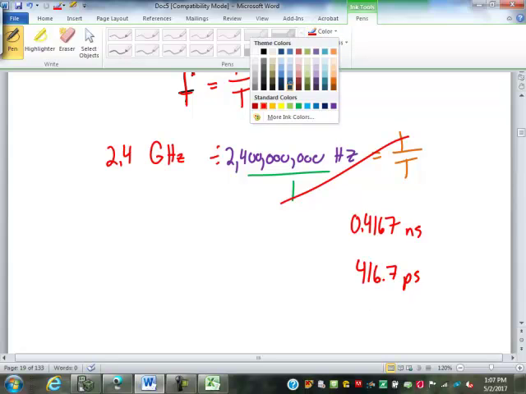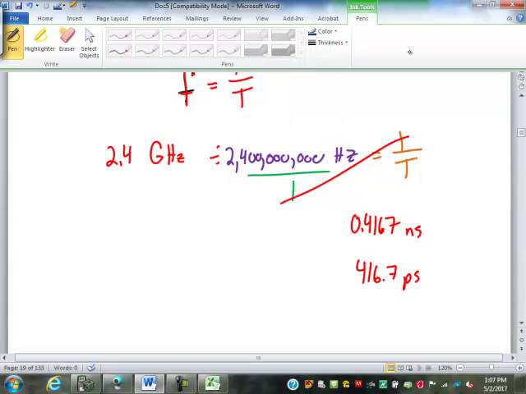Did you guys get into nanoseconds and picoseconds, or just hit milli and micro? Nano, that's 4. Nano is 10 to the negative 9. Pico is 10 to the negative 12, yes.